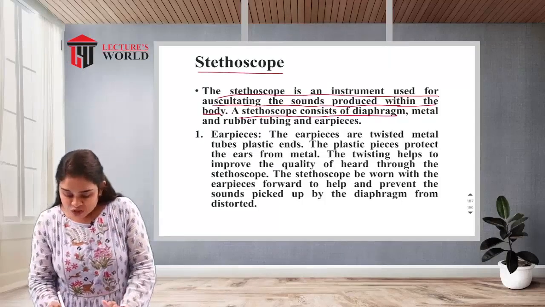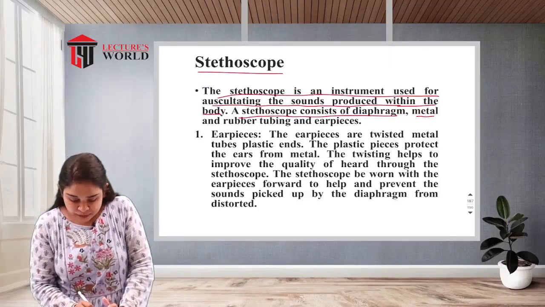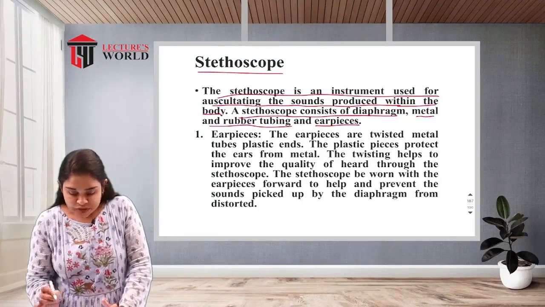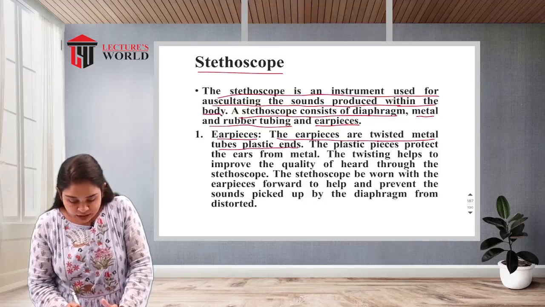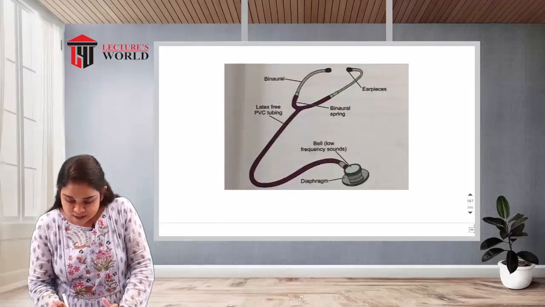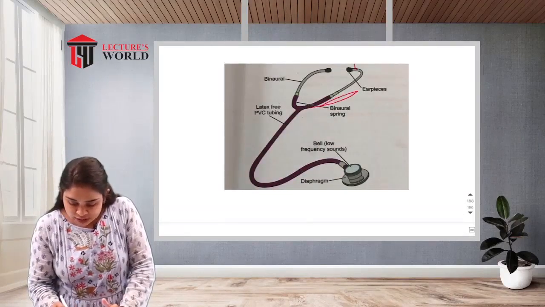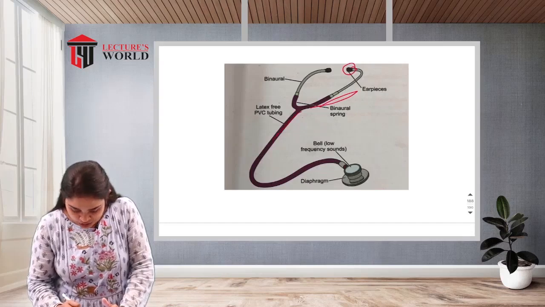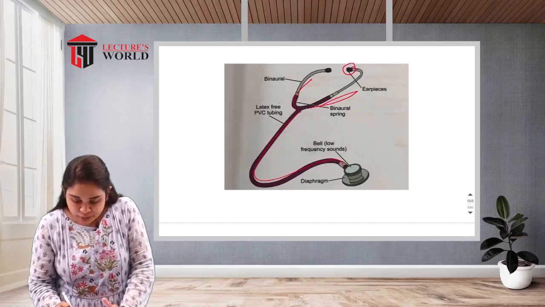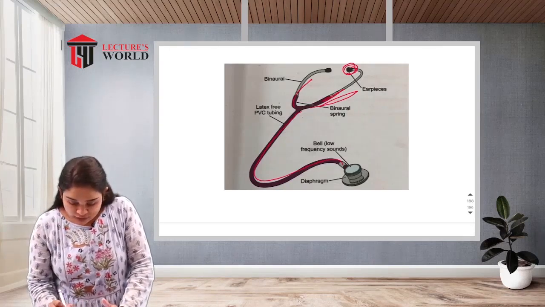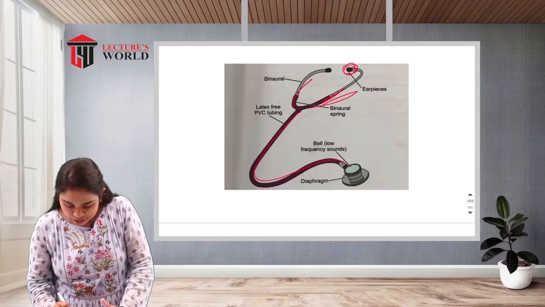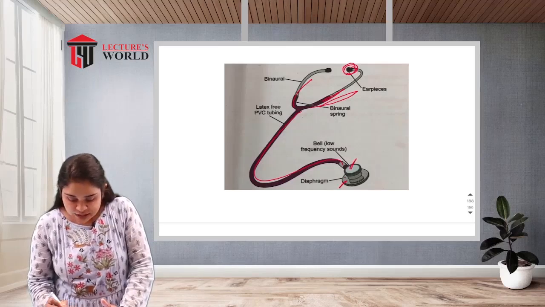In that, the first one is the diaphragm, then the metal and rubber tubing and the earpiece. First we'll talk about the earpiece. The earpieces are twisted metal tubes with plastic ends. Here you can see this is the tubing, this is the earpiece. This is also tubing. This is the metal material which is twisted, and it ends with the earpiece. Then after this is the diaphragm, and this one is the bell.